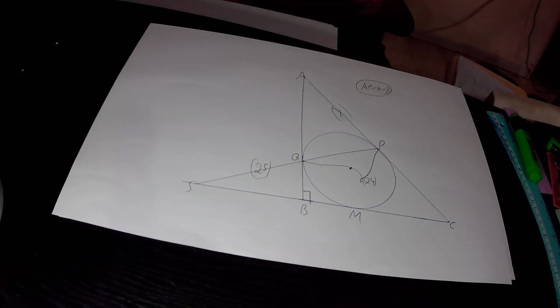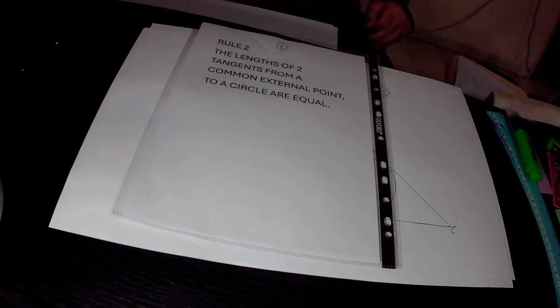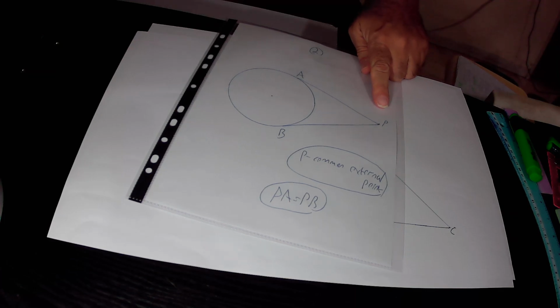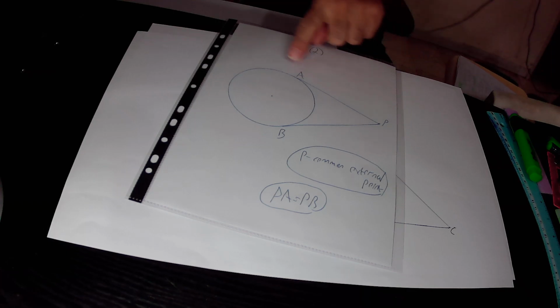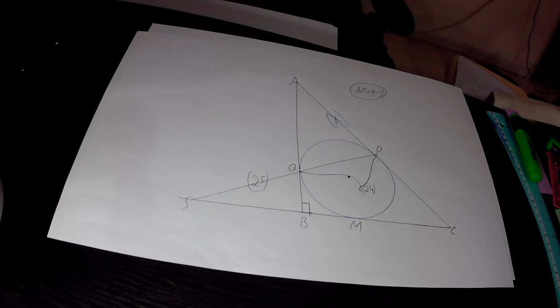First of all, we can apply rule 2 in our drawing. According to rule 2, the lengths of two tangents from an external point to a circle are equal. In the drawing, we have a circle, and this is the external point P. From P, we have two tangents to this circle, tangent PA and tangent PB. According to rule 2, they are equal: PA equals PB. So we are finished with rule 2 here.